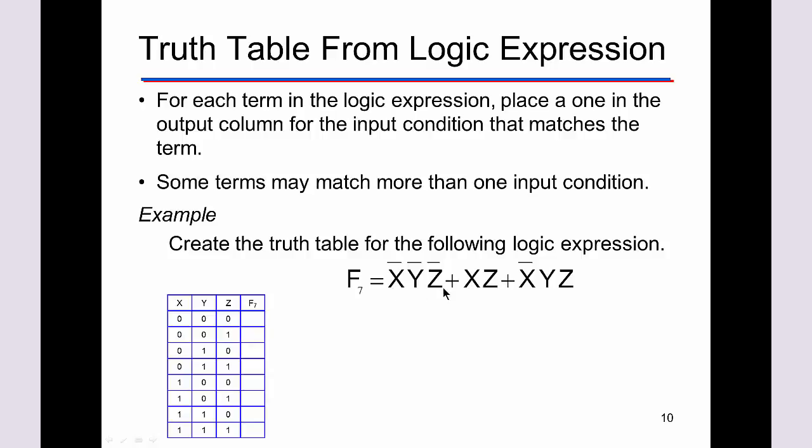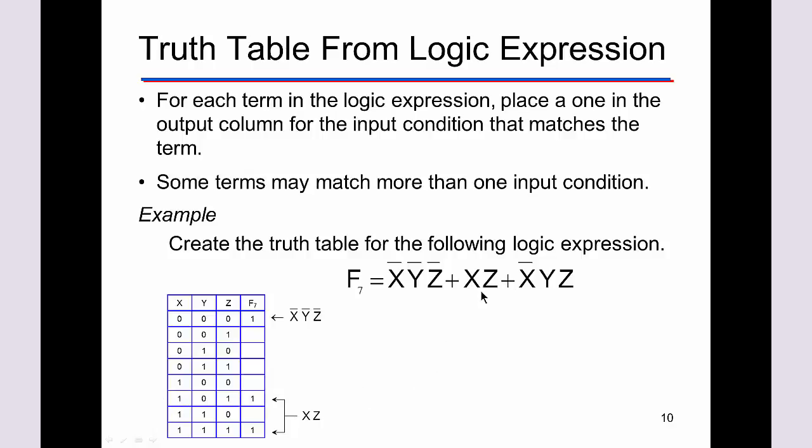X naught, y naught, z naught corresponds to a 0, 0, 0 signal, so we put a 1 in that column. XZ, however, where x is high and z is high, corresponds to 2 different rows at the bottom of our truth table. We put 1s in those columns. There are 2 different rows where x is high and z is high.